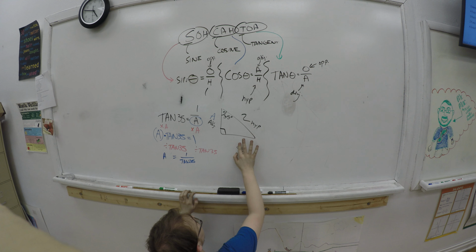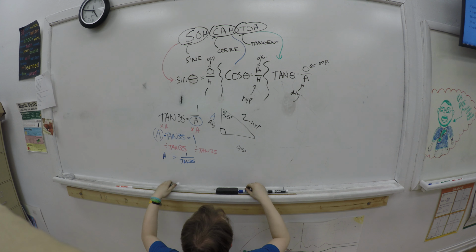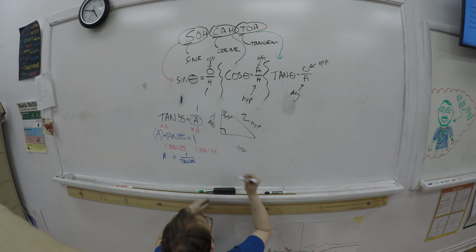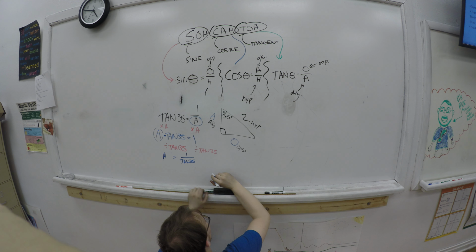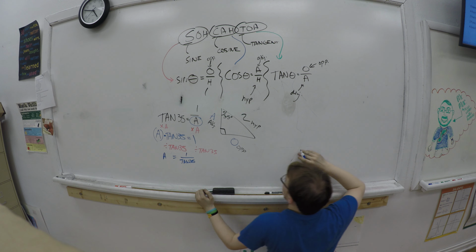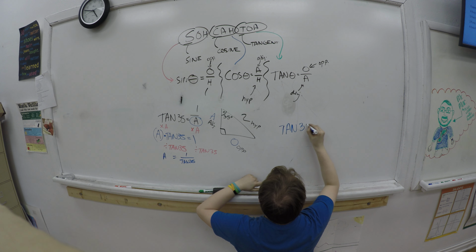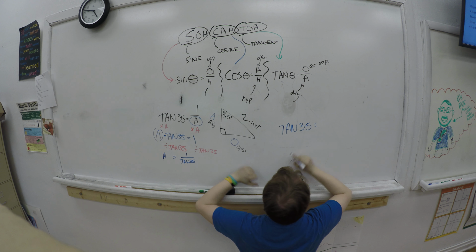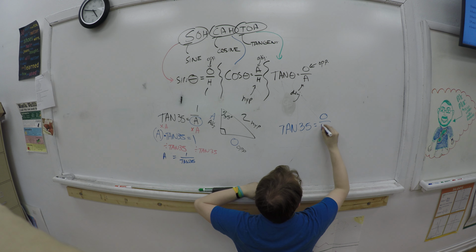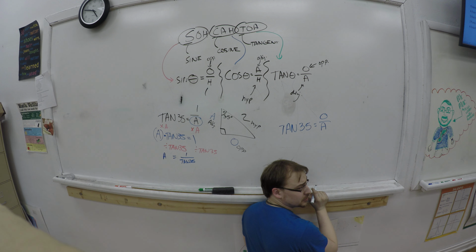Let's say we didn't know what our opposite was. Let's call that O for opposite. You would not want to set up something like this: the tangent of 35 equals the opposite, which we don't know, over the adjacent, which we don't know. Now we've got two variables. We can't solve for that.